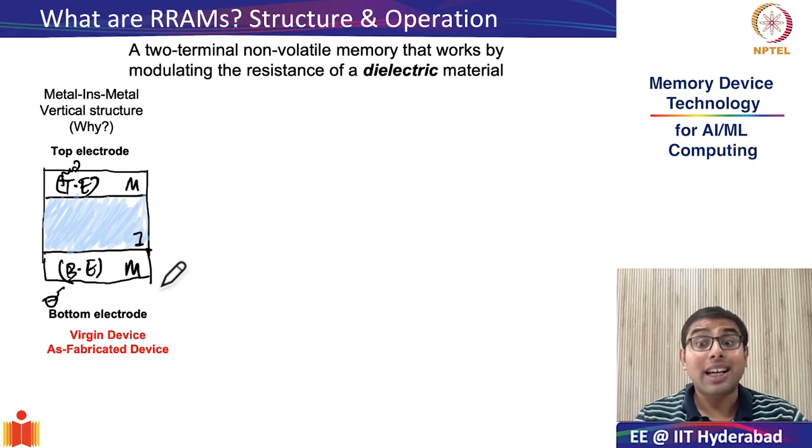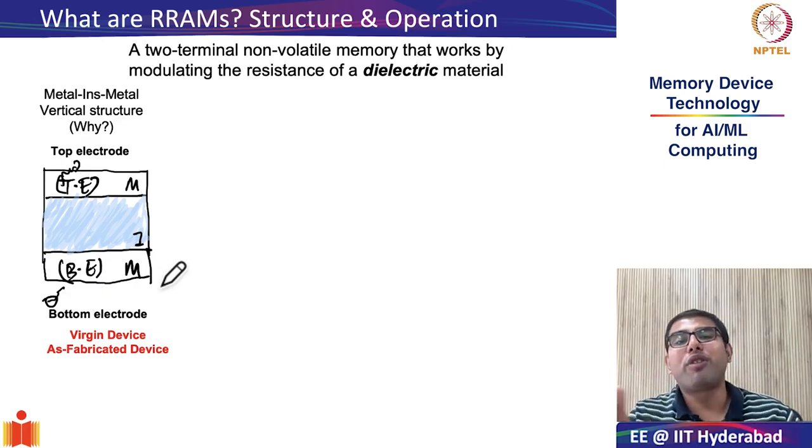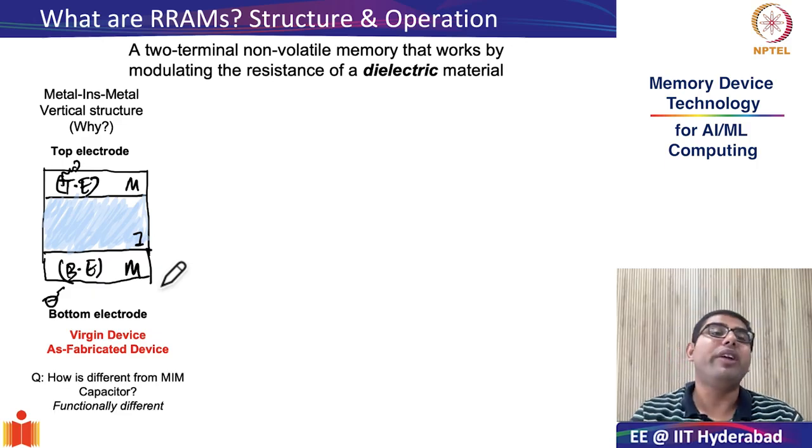virgin device, or as-fabricated device. This terminology of virgin device comes from your fuse terminologies. Remember, when we were introducing NAND flash at the beginning, the programmable read-only memories, PROMs, we saw that programmable read-only memories also consist of metal insulator metal structures which are one-time programmable. So a natural question would be, if that was also an MIM structure, how are fuses different from our RRAMs? And this is what we need to ask.